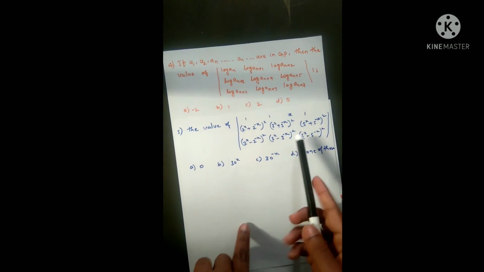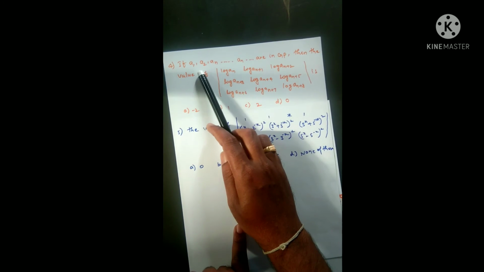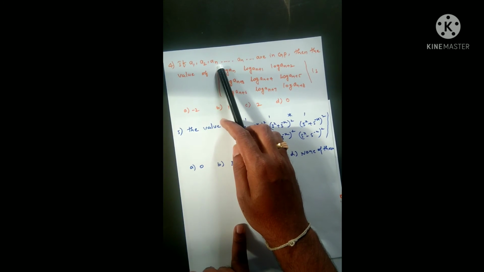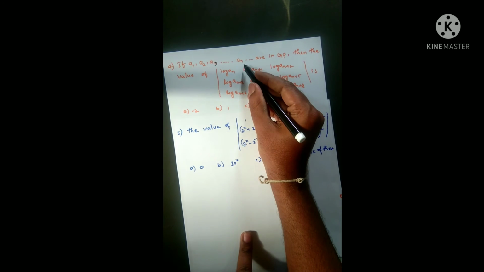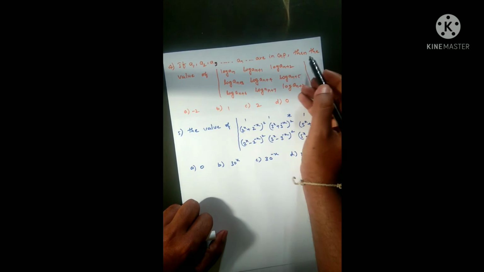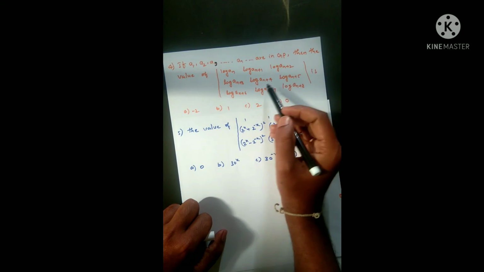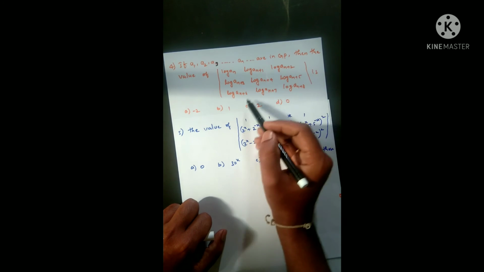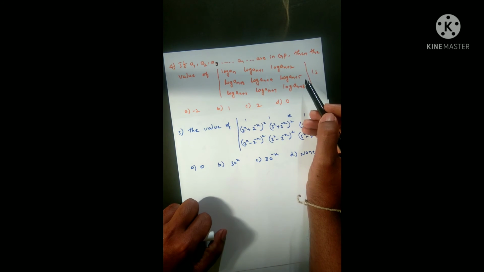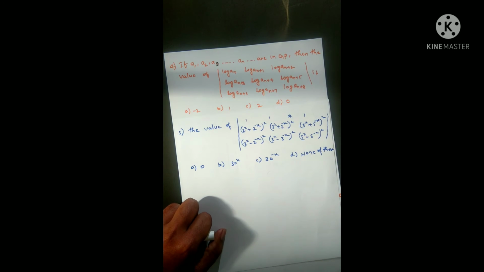Next problem, the fourth one. If A1, A2, A3, and so on, AN are in GP, then the value of this determinant with entries log AN plus 1, log AN plus 2, and so on, what is the value of this determinant? Here we should remember the geometric mean.